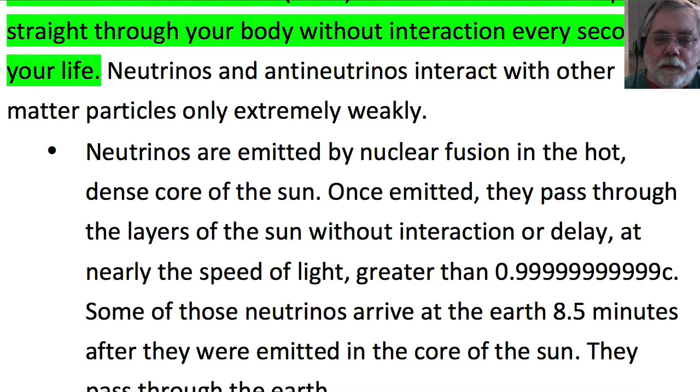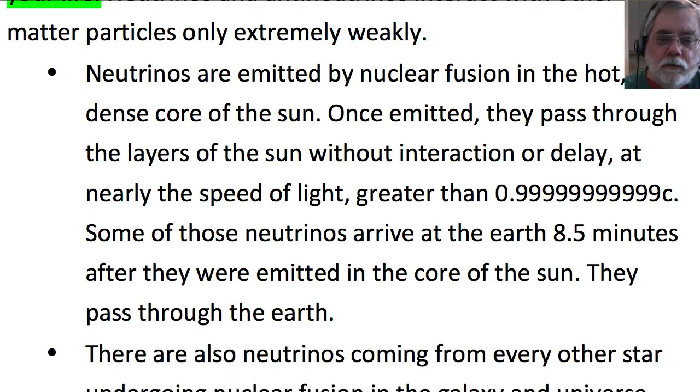Neutrinos are emitted by nuclear fusion in the hot, dense core of the Sun. Once emitted, they pass through the layers of the Sun without interaction or delay at nearly the speed of light, greater than 0.99999999 times the speed of light. Some of those neutrinos arrive at the Earth 8.5 minutes after they were emitted in the core of the Sun. They pass straight through the Earth.